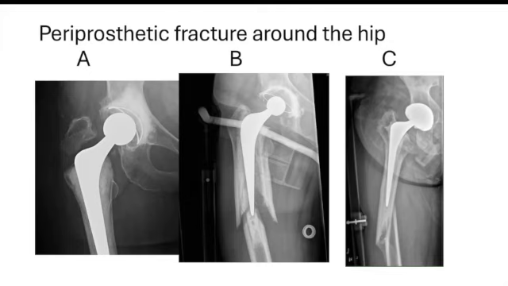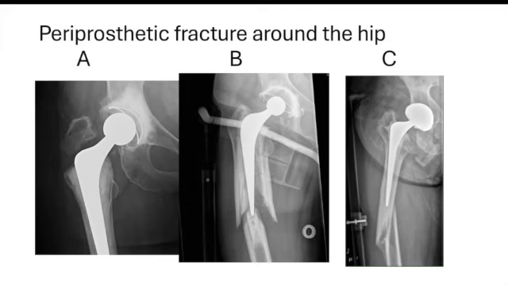Vancouver B can be subdivided into three main components, but it's a fracture that is often in more than one piece. It's comminuted, and it often involves the fracture being around the stem of the implant itself, and certainly above the tip of the stem.